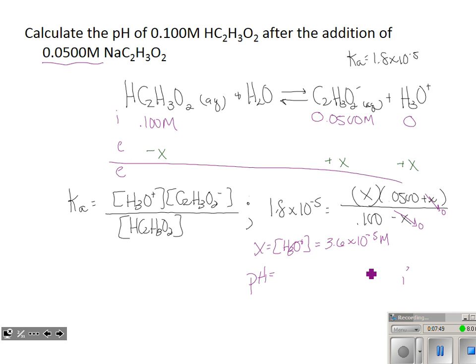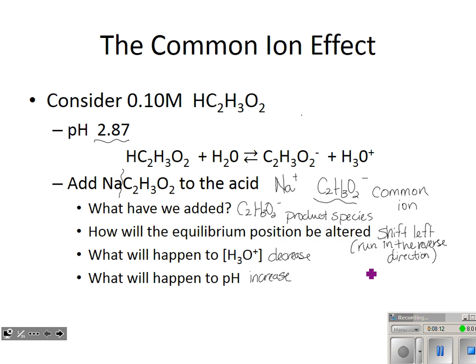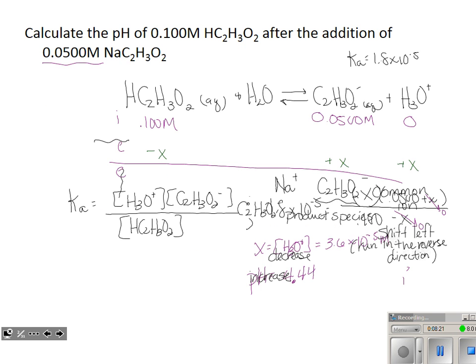Remember that we'll keep the same number of decimal places as we have significant digits. Actually, I made that 2 significant digits because of the value of Ka that I was using. So 2 significant digits means we'll keep 2 decimal places in the pH, 4.44. Now, according to Le Chatelier's principle, we had predicted that the pH will increase from the 2.87 that we originally have with the acid alone, and that is the case.